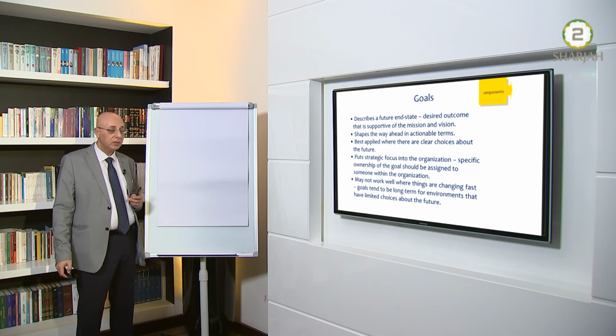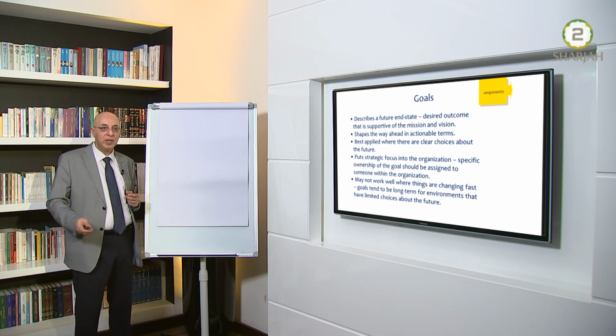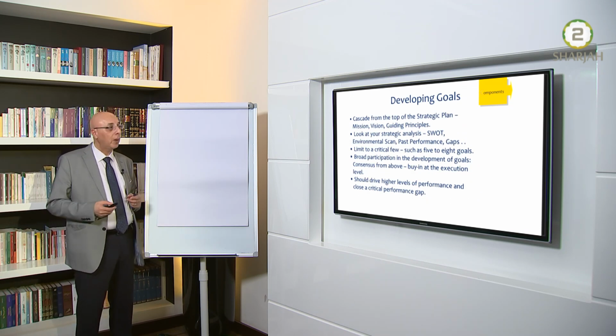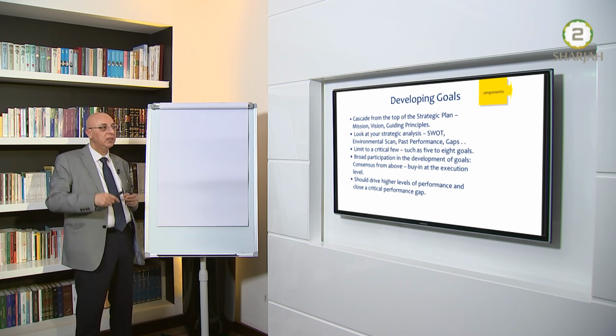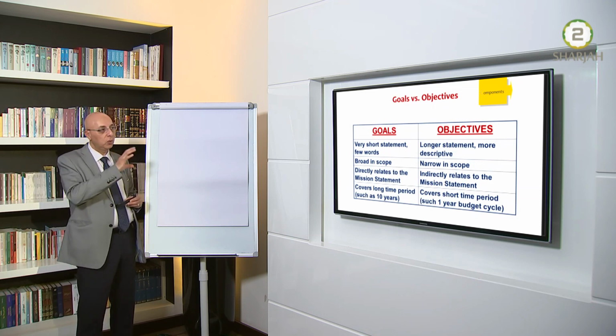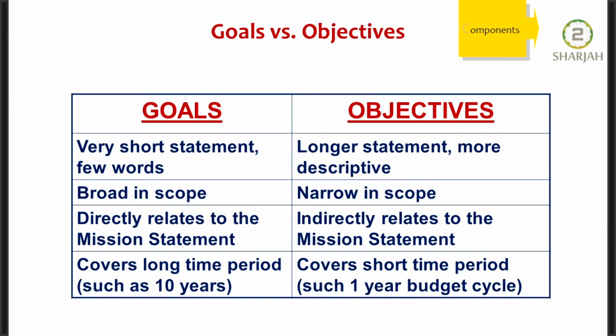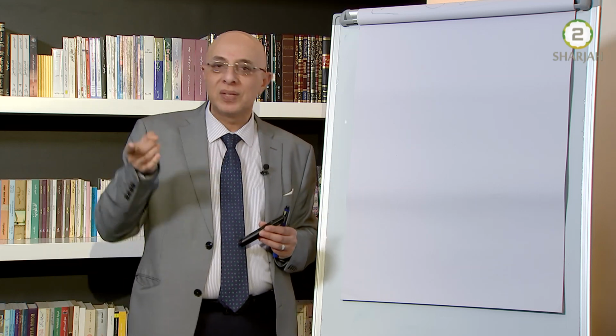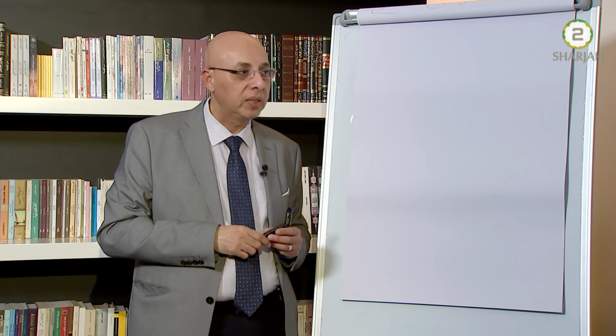Then the goals I mentioned are the big pictures that we are trying to achieve in this organization. Then moving to develop our goals, we go down cascading our goals into objectives. And this is the main difference between goals and objectives. Goals are very short statements, few words, but objectives are usually longer statements, more descriptive. The goal is broad in scope. The objective is narrow in scope. Goal is directly related to the mission and vision, but the objective is indirectly related to the mission statement.